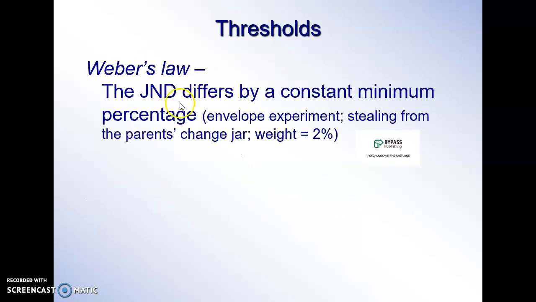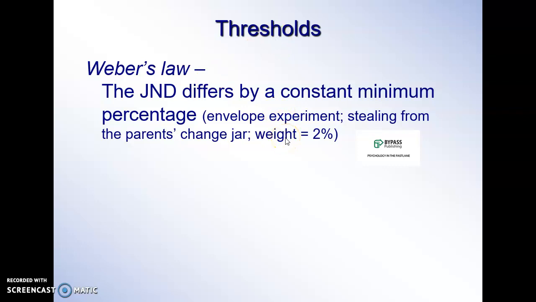Weber's law, or Weber, I've seen it pronounced that way too, says the just noticeable difference differs by a constant minimum percentage. And we're going to do the envelope experiment. We're going to do this weight experiment. We're going to talk about this in the video, and we'll get there. I know some of you in here will never do that because you're much nicer than I am, but I used to steal from my parents' change jar. And I kind of could figure out how much I could take without being noticed. And this is the same thing with weight.